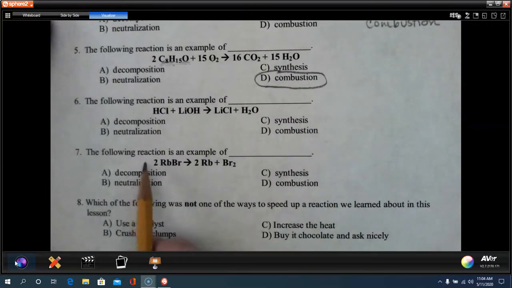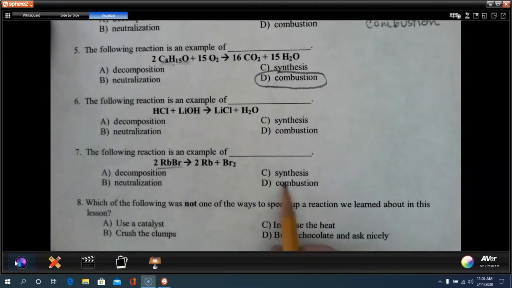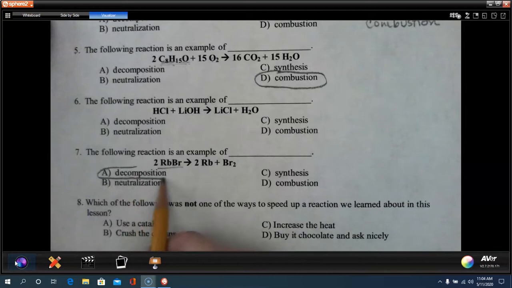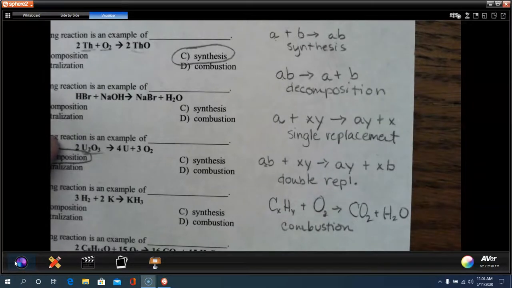Number 7. The following reaction is an example of, well, I have a compound, and it looks like it breaks down into its pieces. One more example of a decomposition reaction. Well, good luck. And remember, if you need these over here on the side, copy them down. It's not going to kill you to do that.